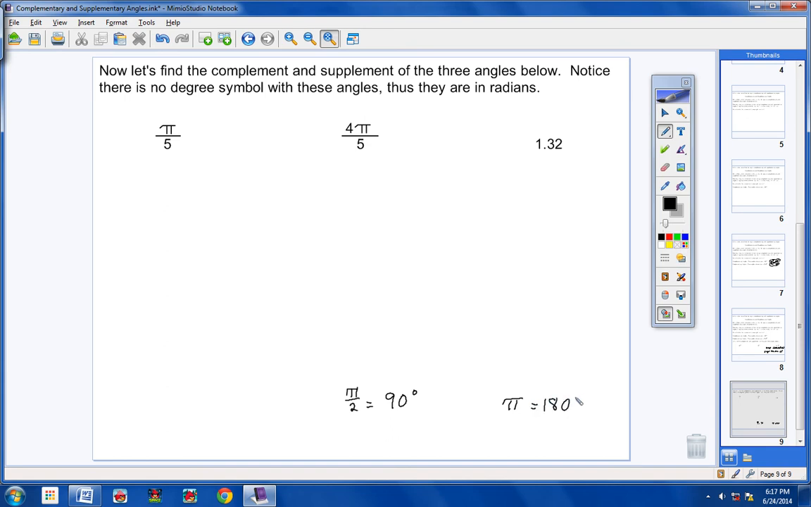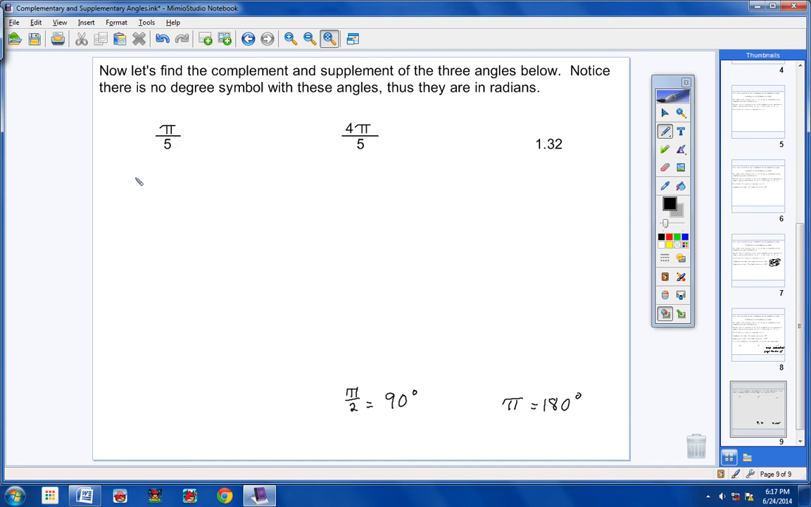Now, some students like to convert the radians over to degrees, find the complement and the supplement, and then convert them back to radians. That's really a long way to do it, and I guess I can't stop you from doing that, but there's really no need to do that, okay? Let me show you very quickly how to do this, and I think you'll totally understand it. I want us to find the complement of pi over 5.